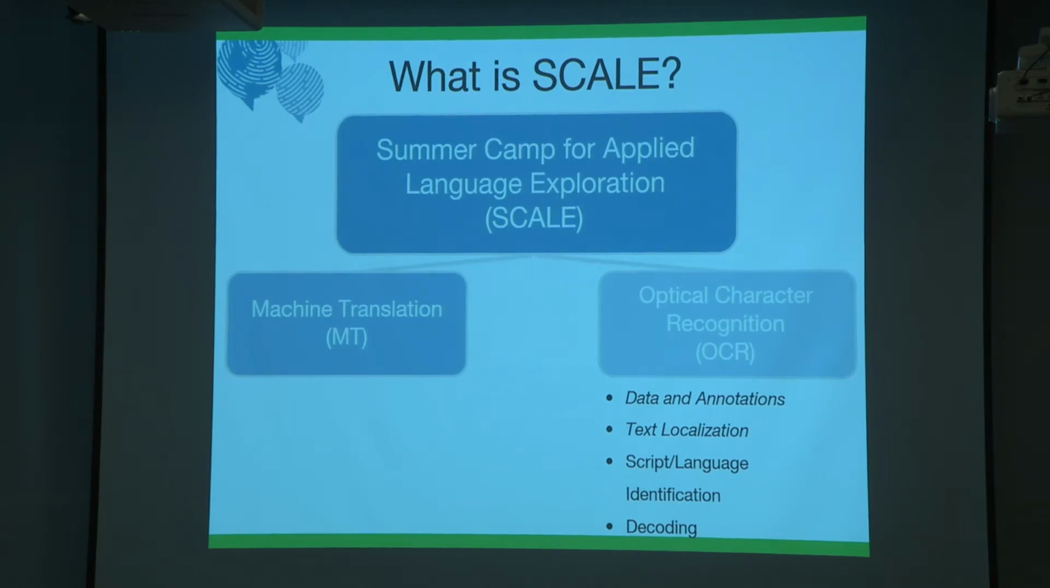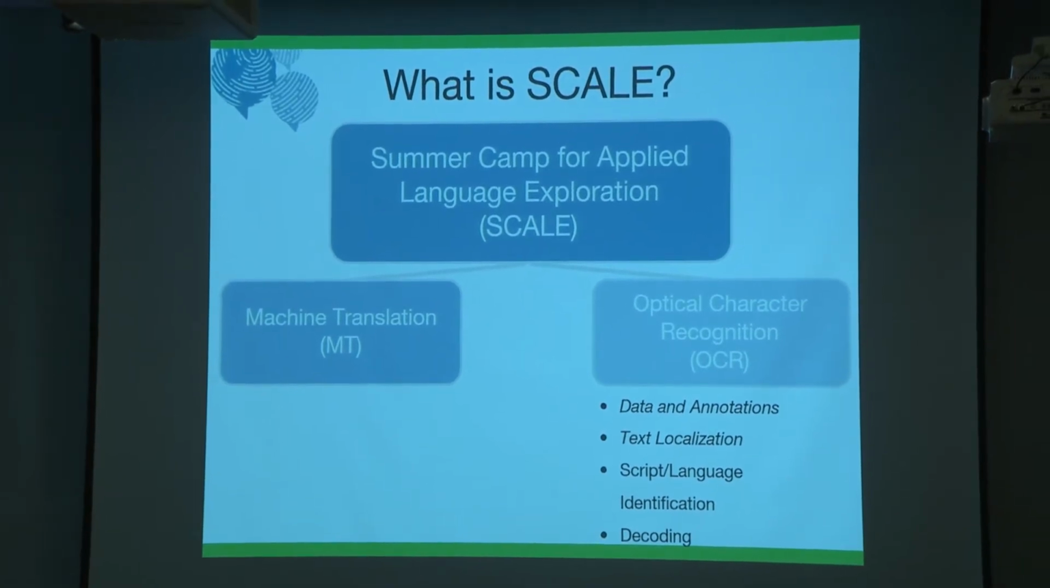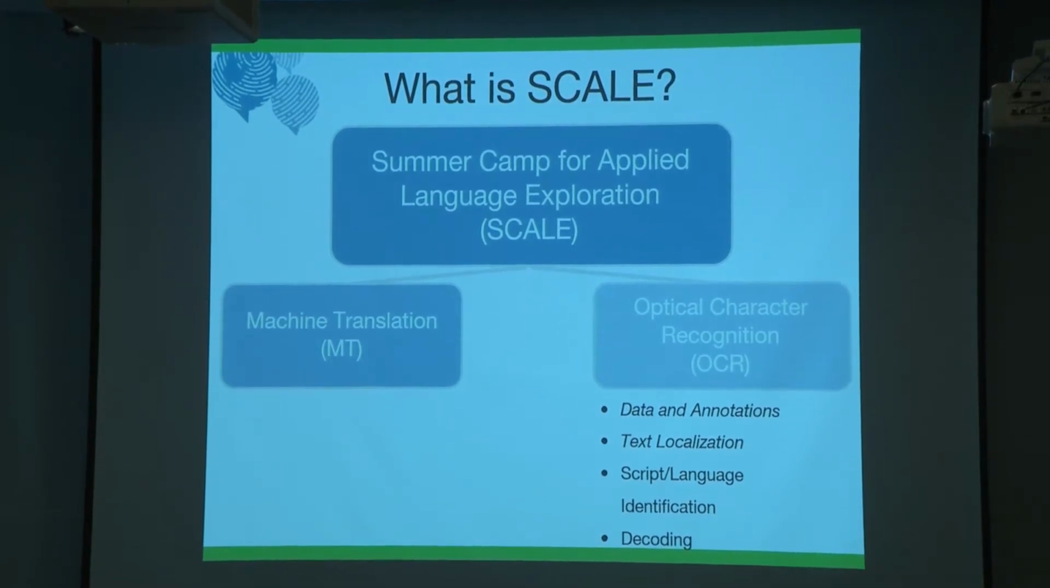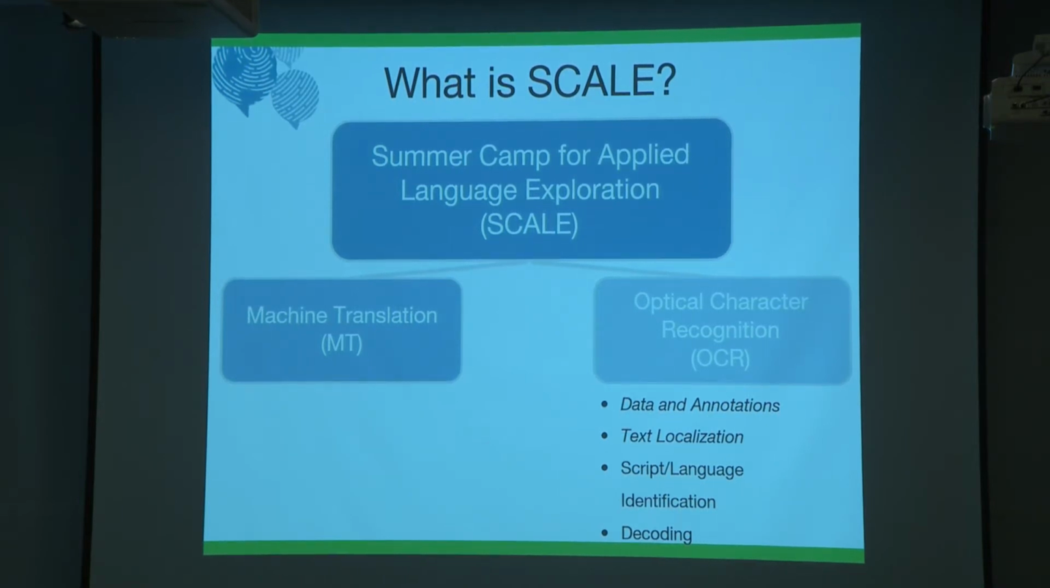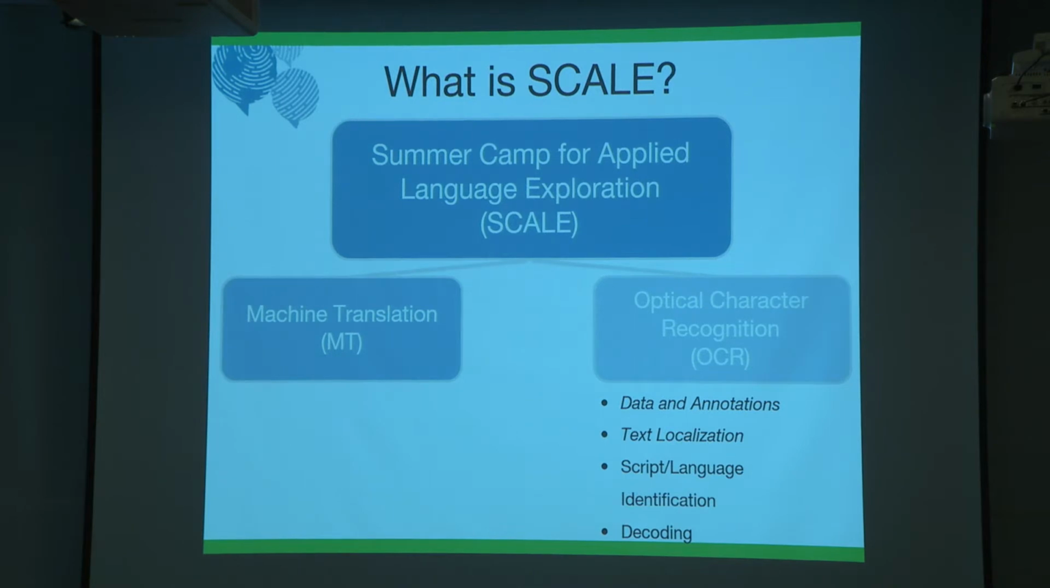So the first problem that we tackled was machine translation. I didn't work specifically on the machine translation side, but for those of you who don't know, it's basically just translating speech or text to other languages. I worked specifically on the optical character recognition team, or OCR for short. Some of the things I worked on more specifically on that team were data and annotations, as well as text localization. Some of the other things we were trying to tackle on the OCR side were also script and language identification, as well as OCR decoding. So basically just trying to see what the actual text in different scene images meant.